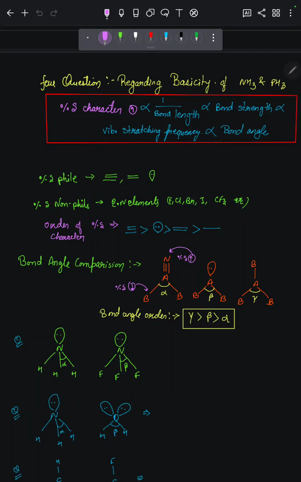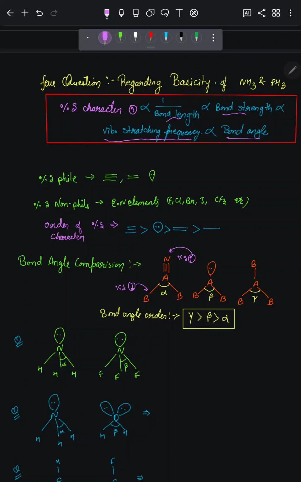Welcome again. In today's lecture we are discussing the percent S character. Percent S character is directly proportional to the bond strength and inversely proportional to the bond length, and it is also directly proportional to the vibrational stretching frequency and bond angle.